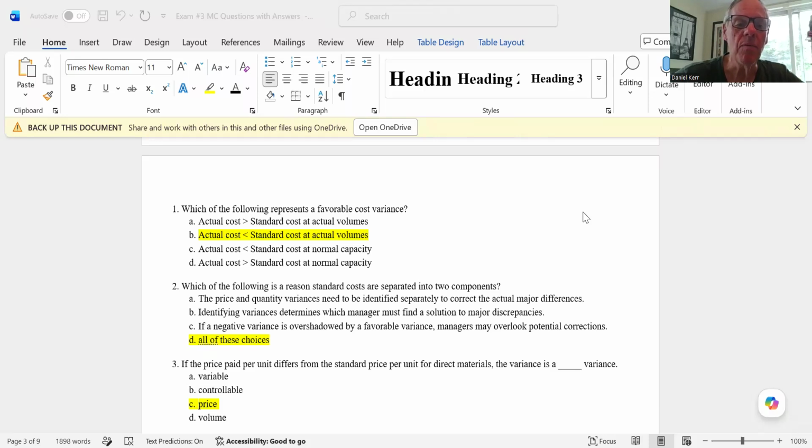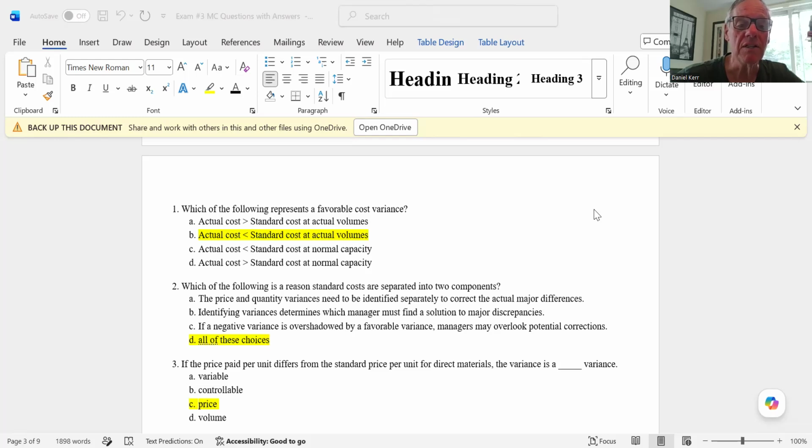So which of the following represents a favorable cost variance? A favorable cost variance would be any time that the actual cost is less than the standard cost. So you're looking for a case there where the actual cost is less than the standard cost. So your two choices there are B and C, and the correct answer is B.